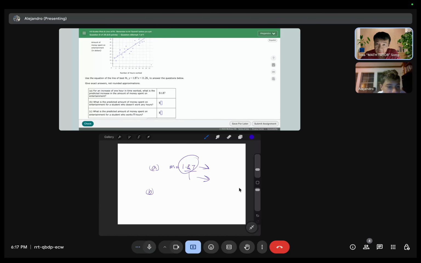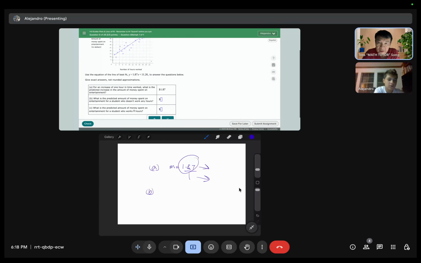Guess what? If you plug in x being zero in the equation, you see that y equals 1.87x plus, you plug it in and calculate, 1.87 times 0 is 0. So you're left with 11.26. Could you imagine that? Imagine you plug in 0 for x. So the answer is 11.26. So basically it's your y-intercept, your b value in y equals mx plus b.